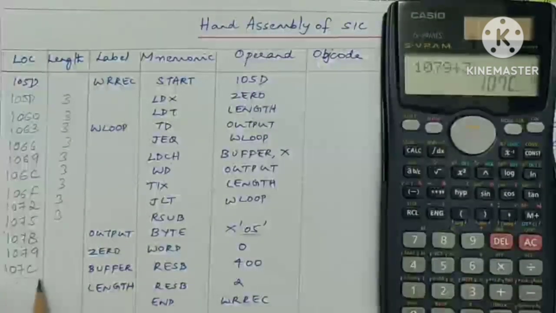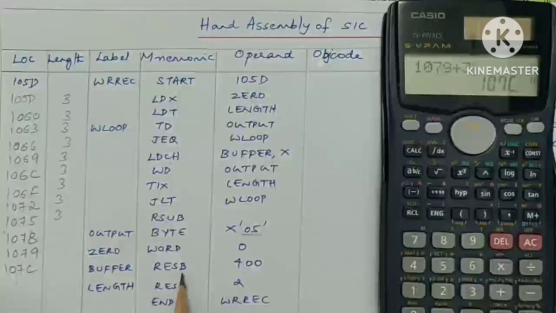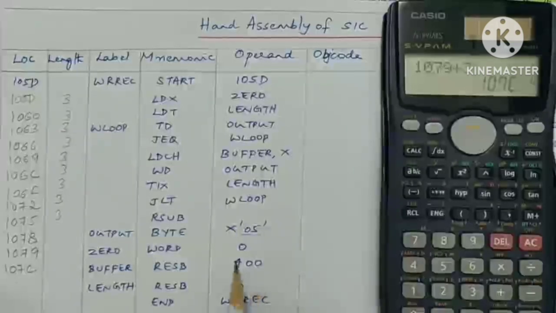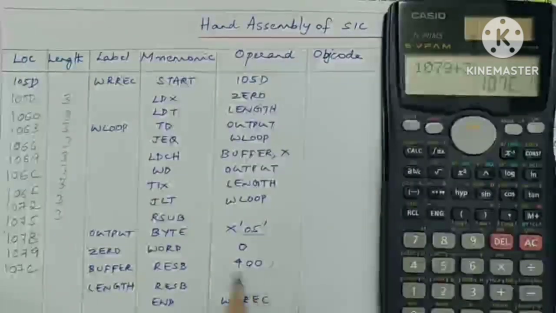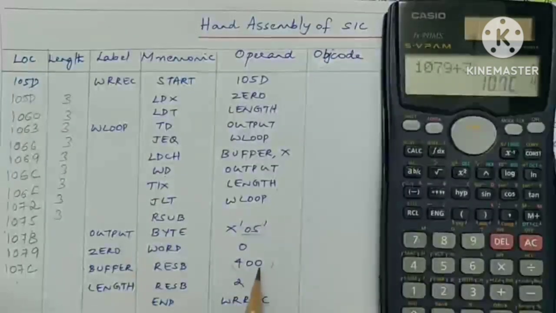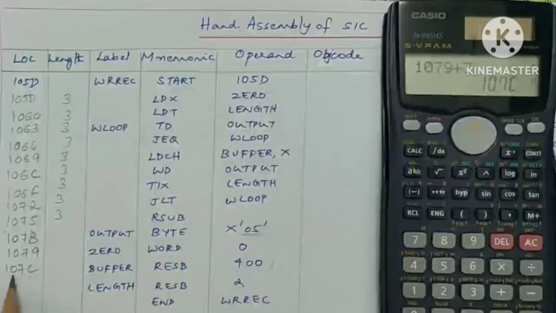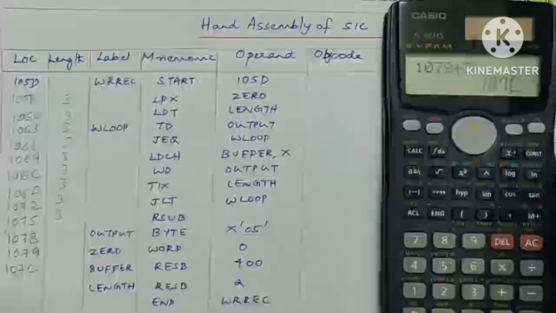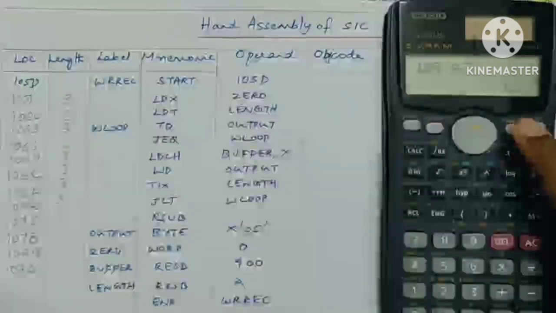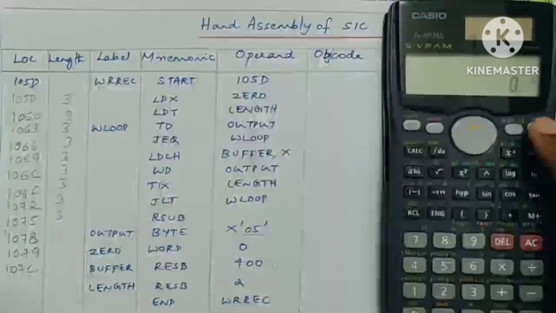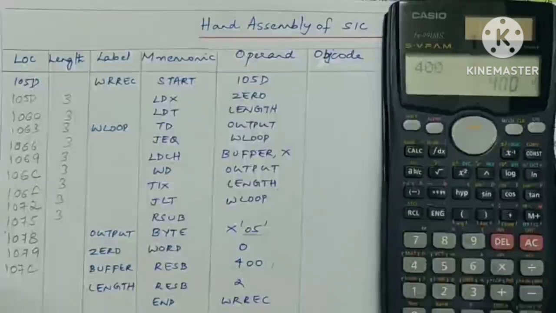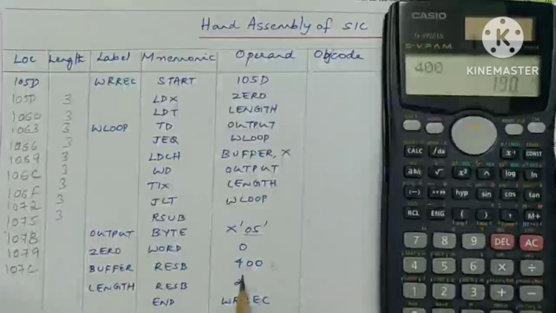Now again, from this location, what is the length? How many bytes are going to be reserved starting from the location buffer? So 400 bytes are going to be reserved. So remember that this is a decimal value. So you have to add the equivalent hexadecimal value to this address so that you can reserve that many bytes. So let's convert the decimal value 400 to hexadecimal. So its equivalent hexadecimal is 190.